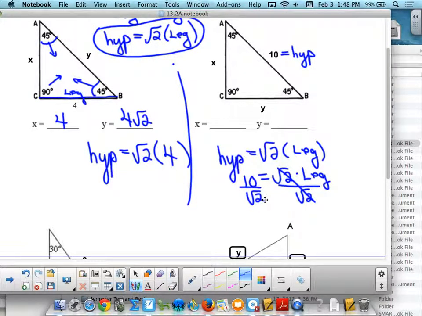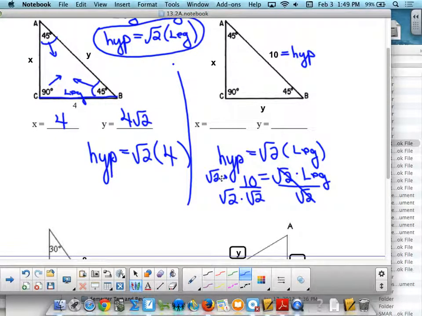Now here comes the problem. We have a radical on the bottom. We gotta simplify that. We can't have that. How do you get the square root off the bottom? Multiply it by itself. By itself, I like that, yeah. Square root of 2 on the bottom, top.